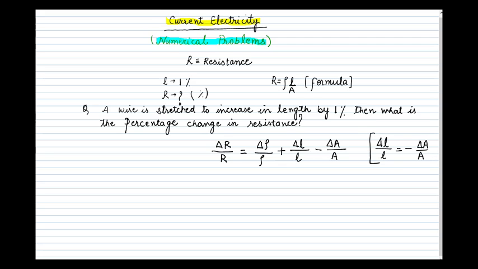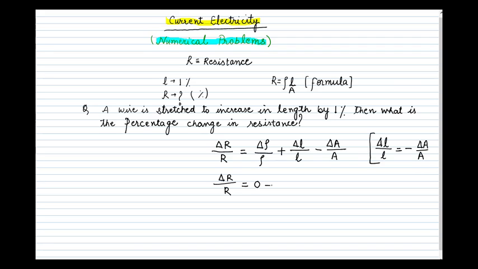Now we have to calculate the percentage change in resistance. So directly apply the formula for delta R upon R. Now what is the change in resistivity? There is no change in the resistivity because resistivity depends on temperature and on the material. If you want to know the properties of resistivity, you can quickly refer to the lecture. I have given the link below. Just for now, we can say that the change in resistivity is 0.